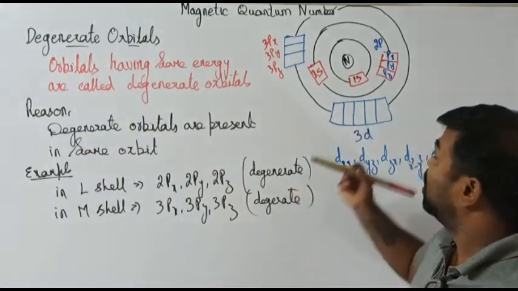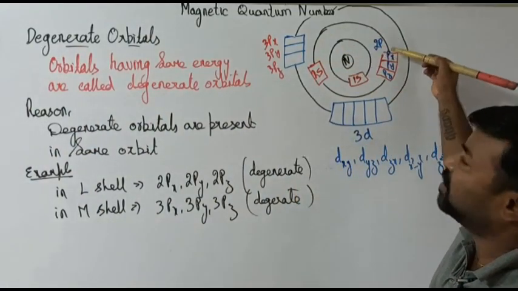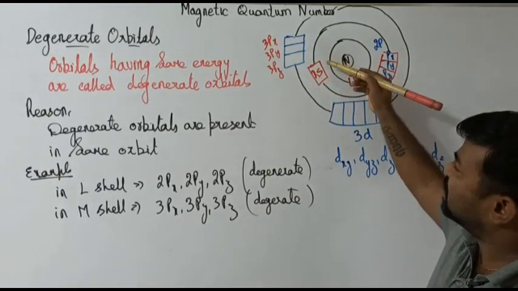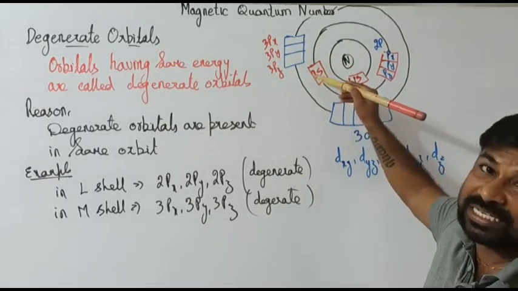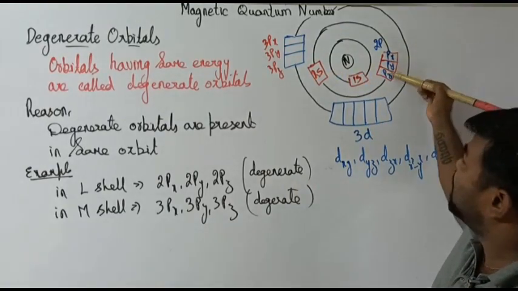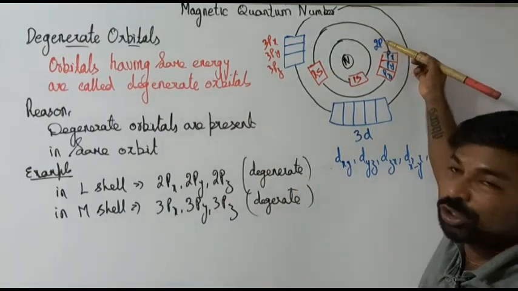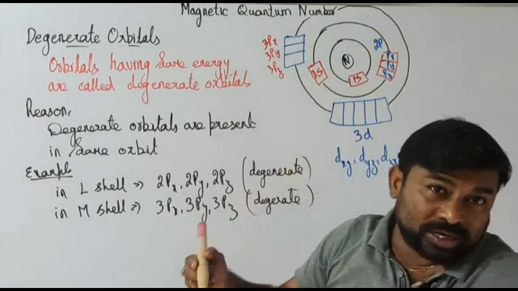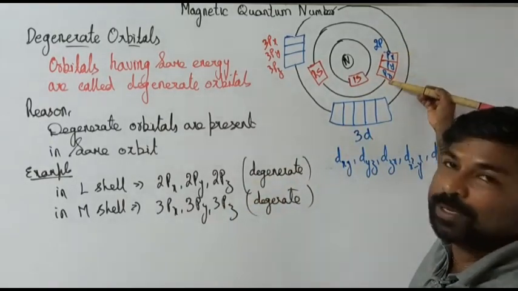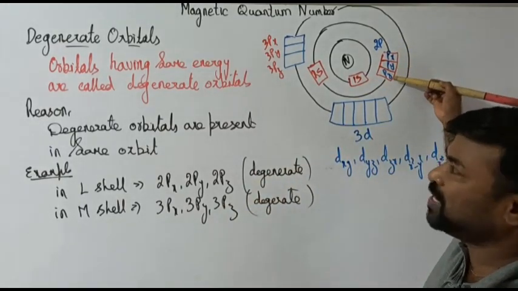Now let us come to the second orbit here. We know that as s is present in the second orbit, it is 2s, and as p is present in the second orbit, we call it 2p. In that one, as we already discussed, it has three orbitals, px, py, and pz.